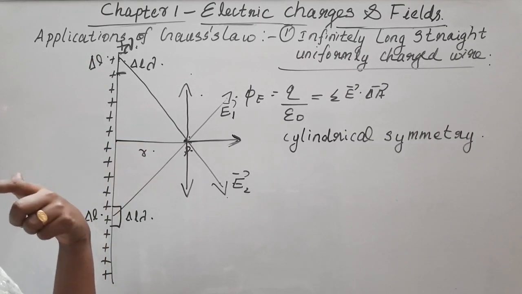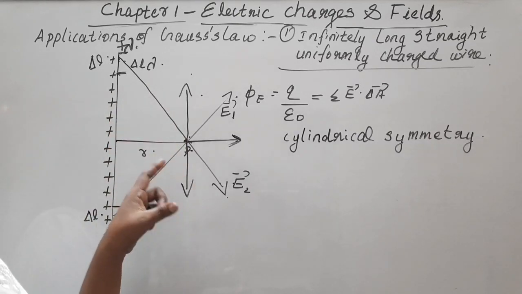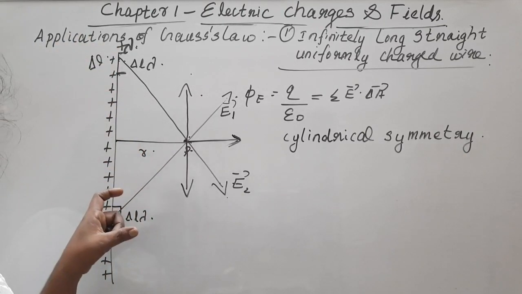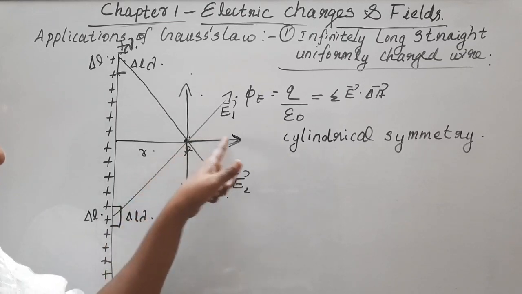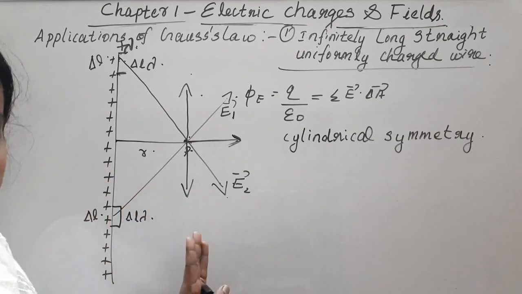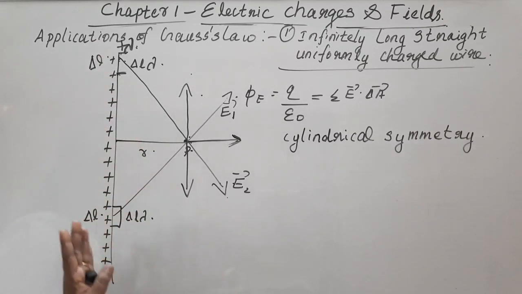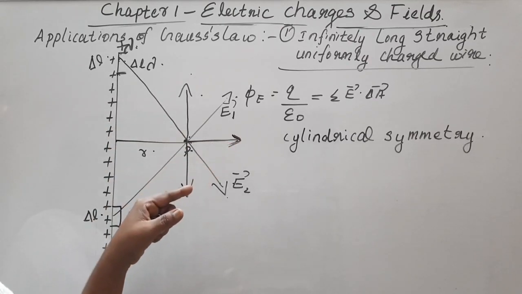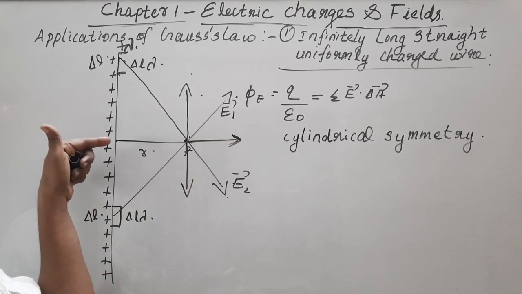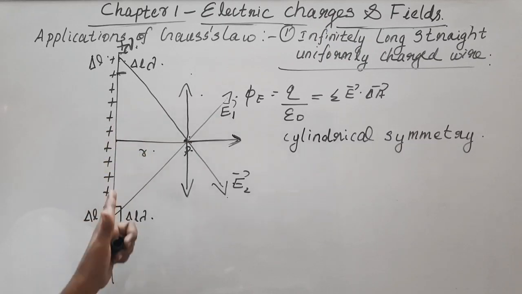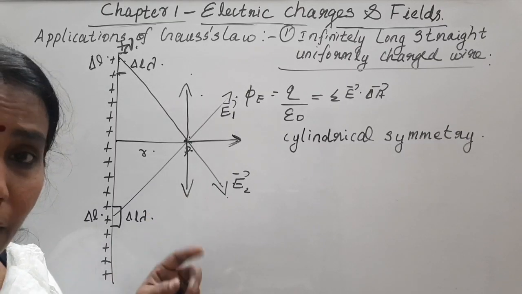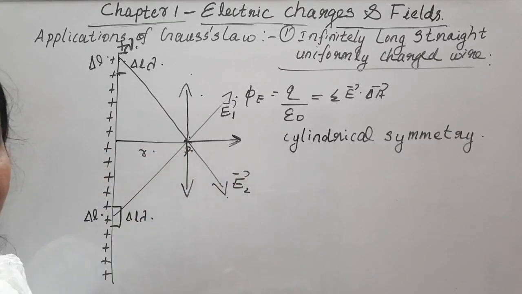The vertical components of the field produced by all small elements of the wire will get cancelled, and finally what remains is in this direction, horizontal direction. So the direction of the electric field due to this uniformly charged wire will be in this direction. How do we say it? It is along the radial direction. With respect to this wire, we say it is radially outward. Since we have a positively charged wire, the direction is radially outward. If it was a negatively charged wire, it will be radially inward.